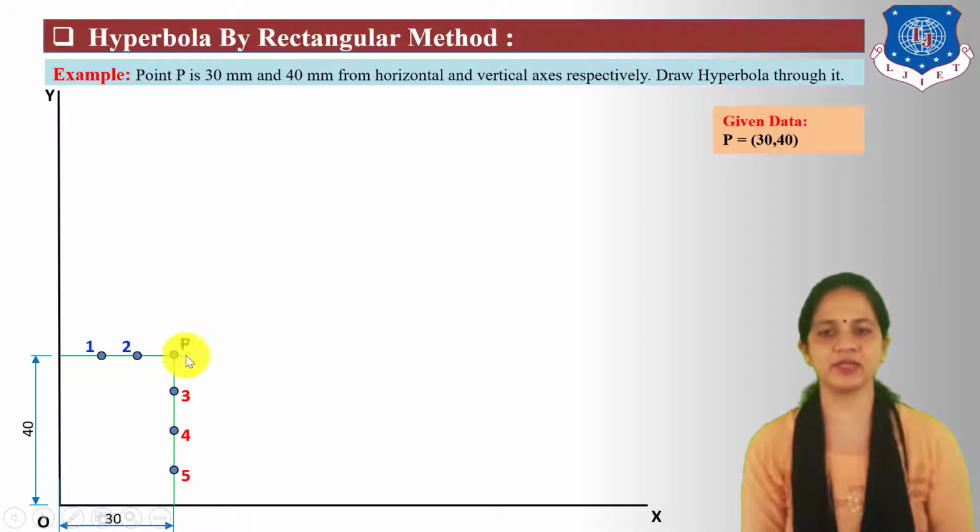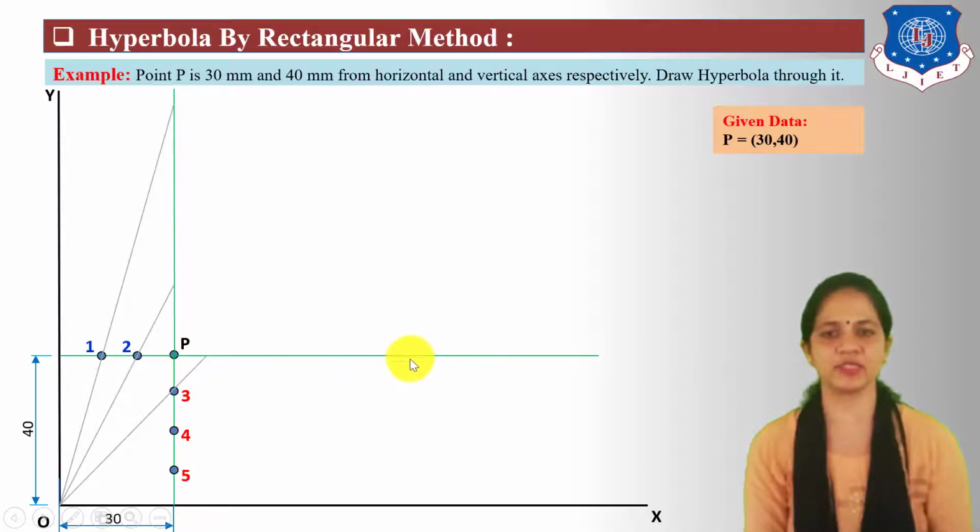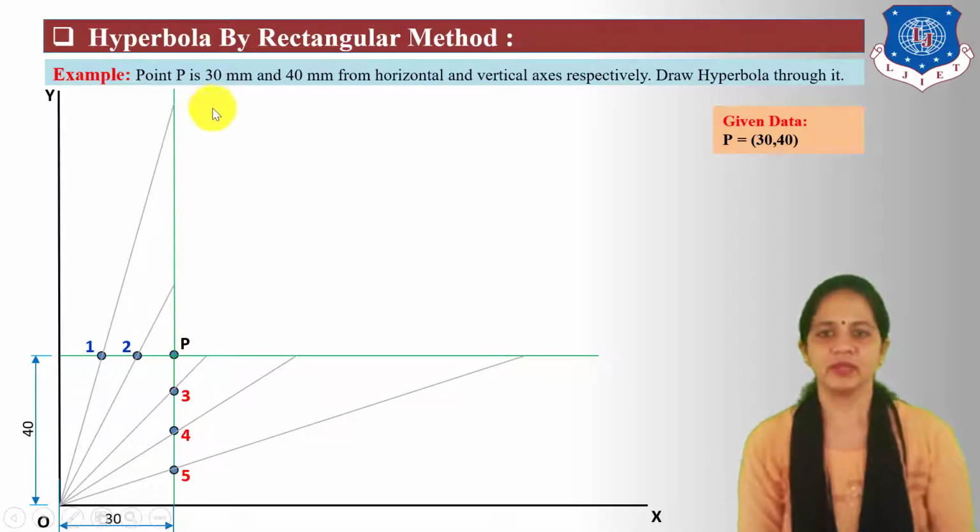Next, extend this horizontal line from P point and extend this vertical line from P point. Next, connect O1 point and extend this line up to this vertical line. Connect O2 point and extend this line up to this vertical line. Similarly, connect O3 point and extend this line up to this horizontal line. Connect O4 and O5 up to this horizontal line. Next mark 1 dash, 2 dash, 3 dash, 4 dash and 5 dash points.